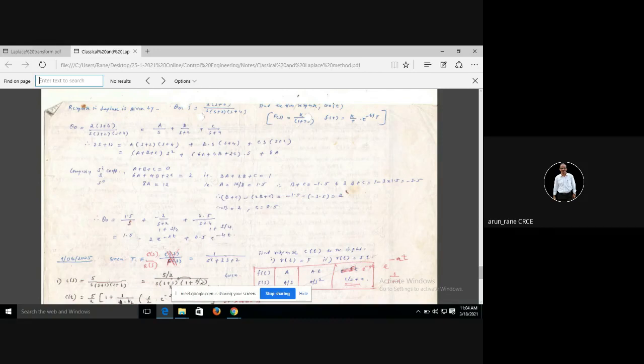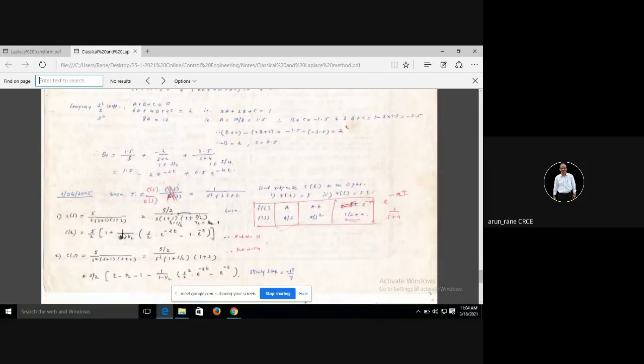So now from here you can say that your transient response will be this part and steady state response will be 1.5. This is what is the steady state response. Now I will tell you how to infer this, how to conclude. Now you go on substituting the value.